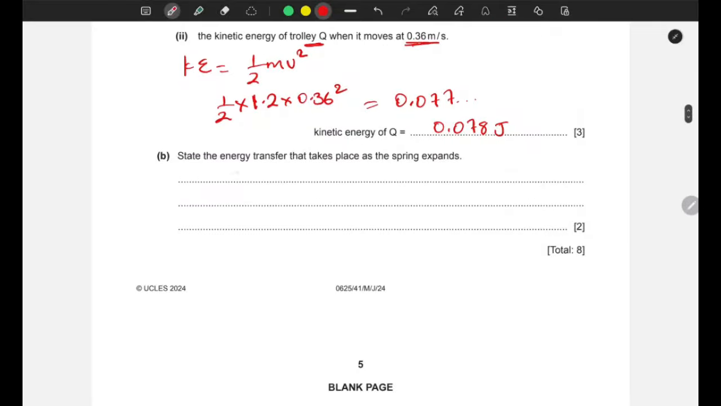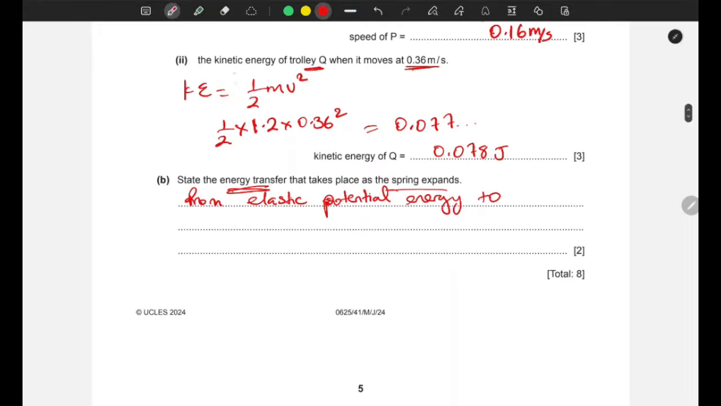The next one, part B, state the energy transfer that takes place as the spring expands. So when the spring expands, in the spring is elastic potential energy. So we can say the energy transfer is from elastic potential energy to kinetic energy, because we already calculated the kinetic energy in the previous one. We can just write it as elastic energy. You don't have to write the potential part, but that's also fine.